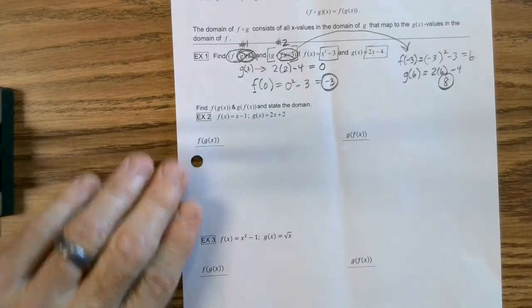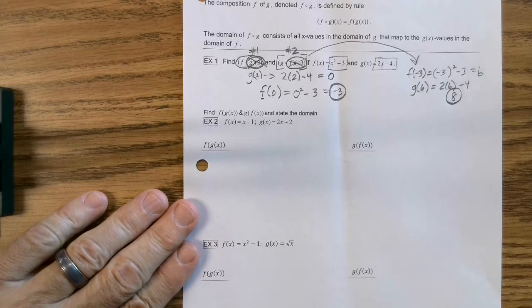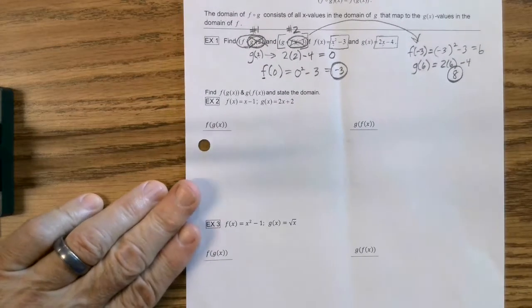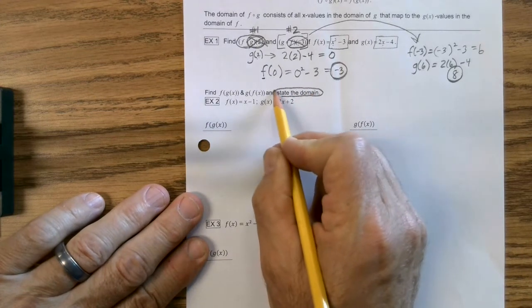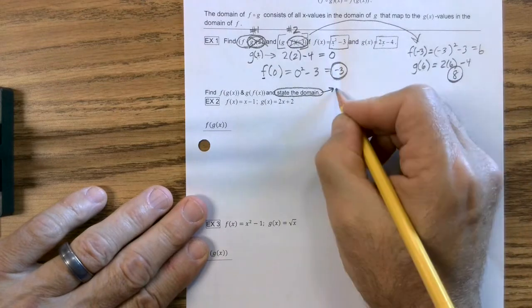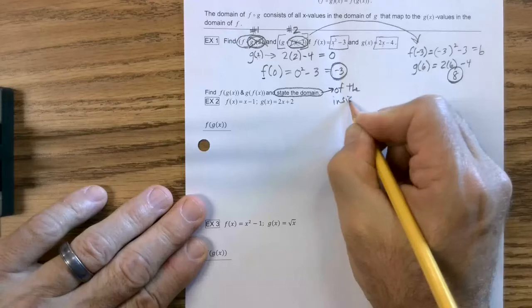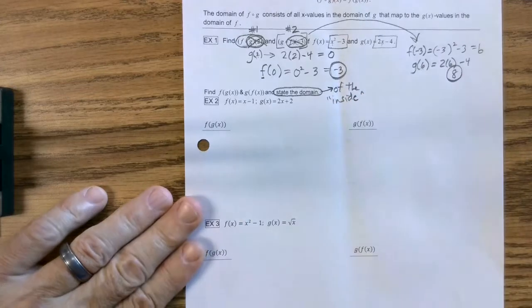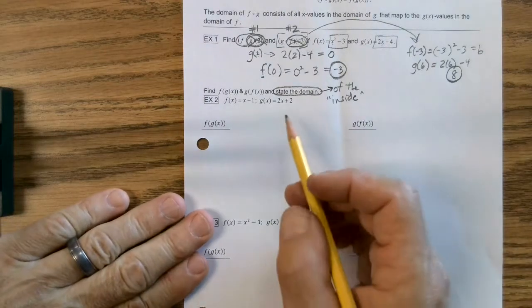All right, this gets a little trickier because instead of putting numbers in, we're going to put stuff in. So that's going to mess with you just a little bit. Also, this little statement at the end says state the domain. And this will always be of the inside. It's just a rule, and if we don't say it, it'll be super confusing, and I'll explain what I mean by that in a minute.